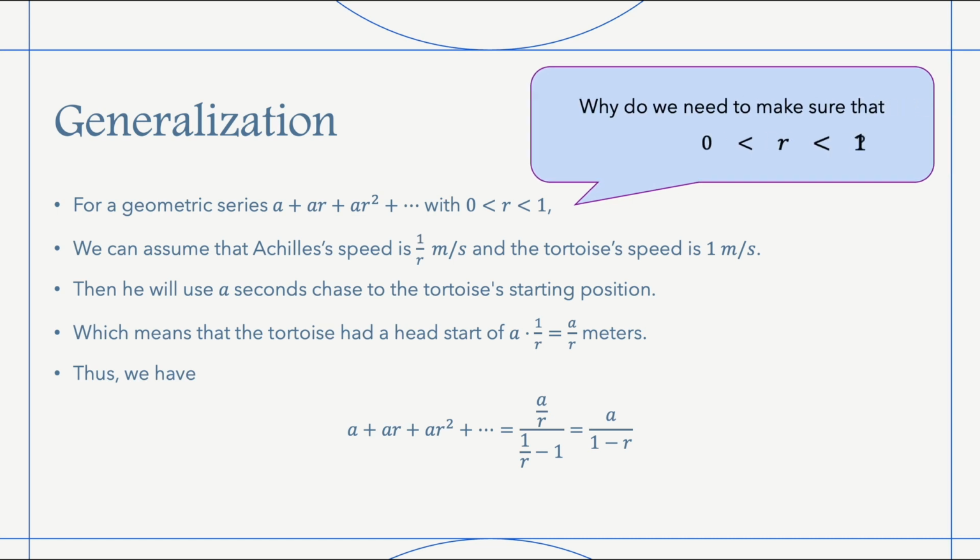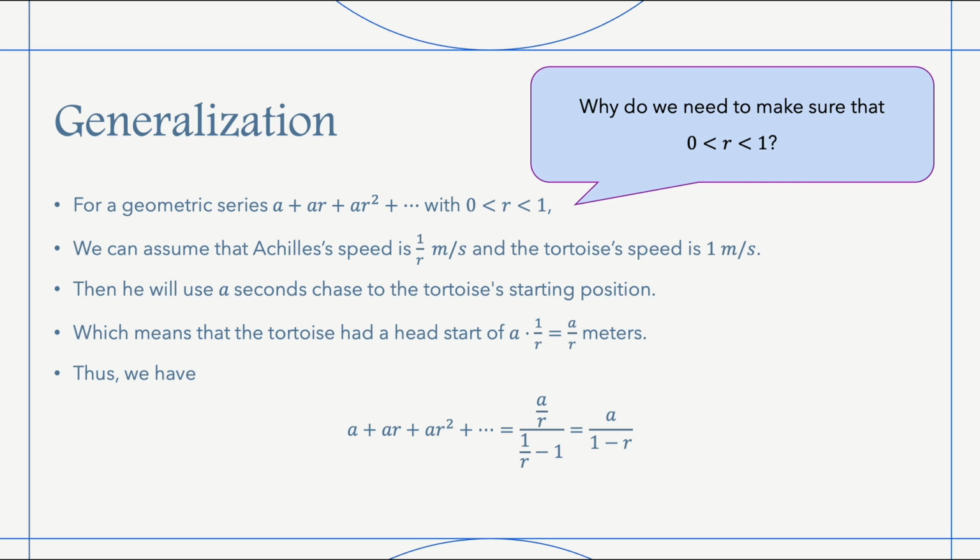Why do we need to make sure that r is between 0 and 1? Well, that is because we want Achilles' speed to be faster than the tortoise, so he can eventually catch up to him. Imagine that r is greater than 1. Then Achilles' speed is slower than the tortoise, which means that he will never catch up. So for a geometric sequence with that property, the sum would just be infinite, because he can never catch up, and the time is just equal to infinity.